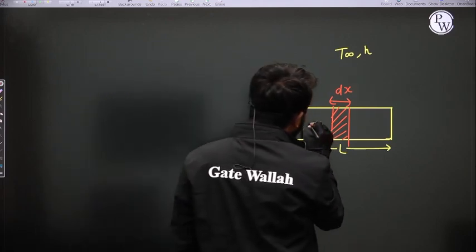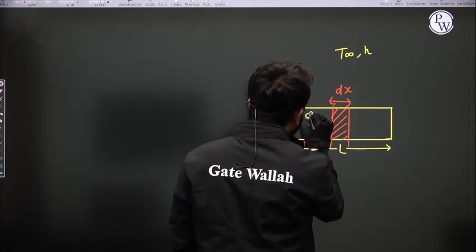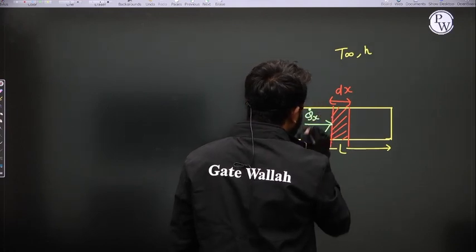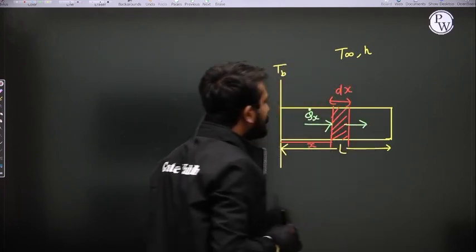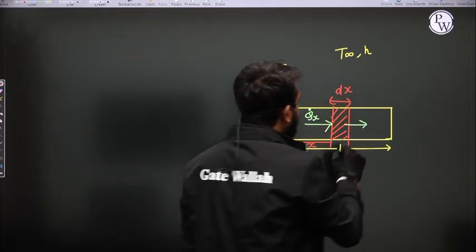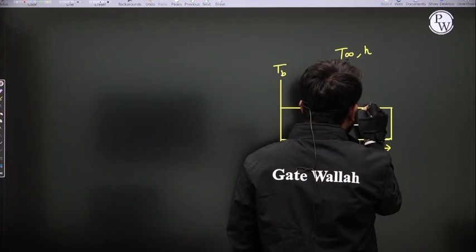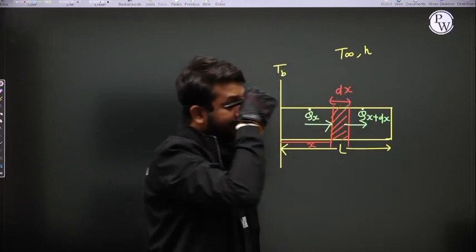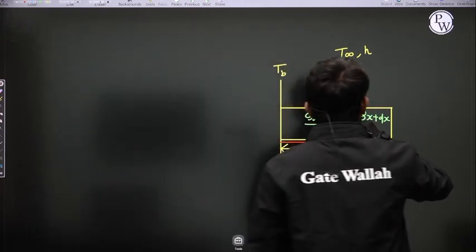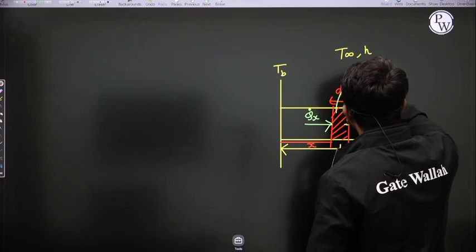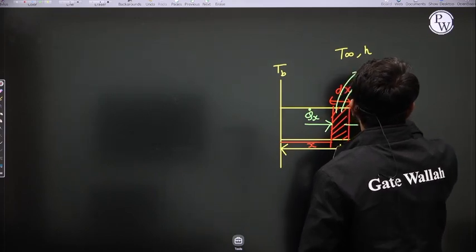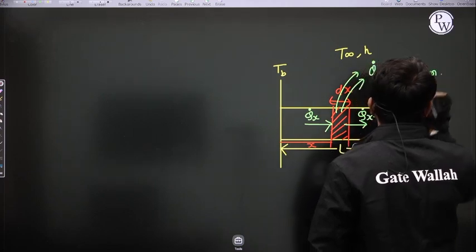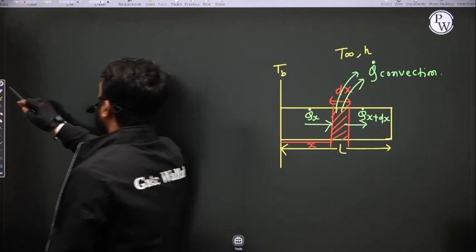What is the rate of conduction heat transfer from this face? That is q dot x. And the rate of conduction heat transfer from this face is q dot x plus dx. Is it fine? And in the ambient, the rate of heat transfer is via convection, so that is q dot convection.